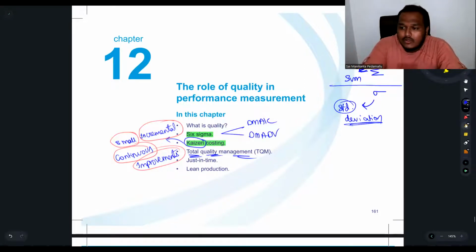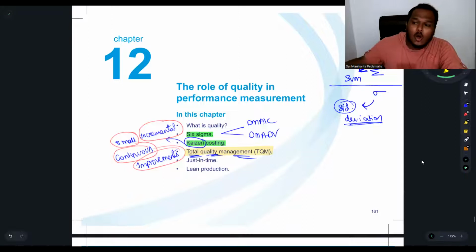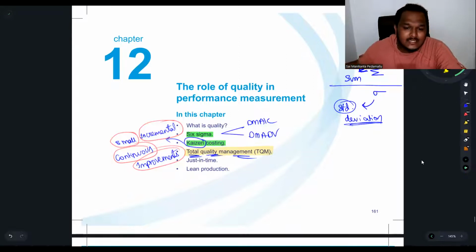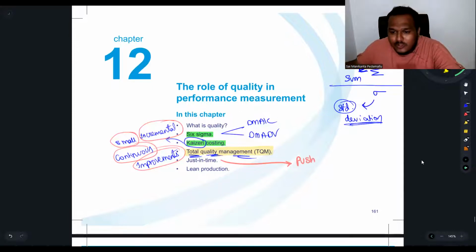Anyways, moving further. So we have done till total quality management. The next one is just in time. So just in time is all about a pull based system rather than a push based system. Moving from a push based system to a pull based system.